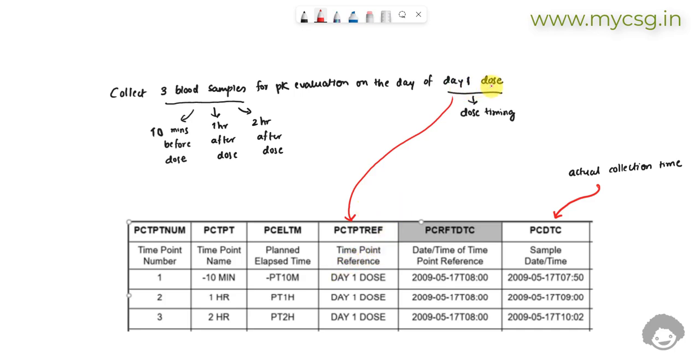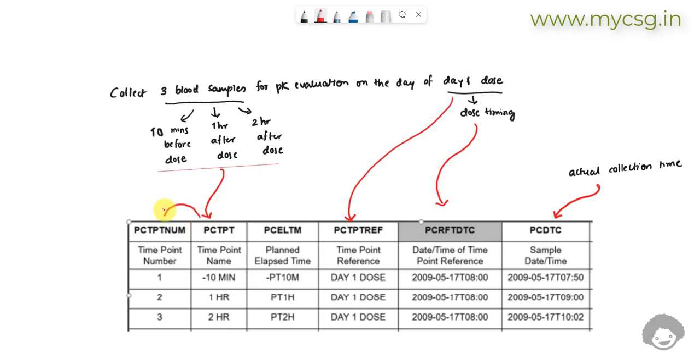So we are talking about day 1 dose, and this day 1 dose would have an actual dose timing. That dose timing value would be put in a variable called PCRFTDTC, date time of time point reference. Here the time point of reference is day 1 dose, and we actually have the exact timing of that value put in this PCRFTDTC, reference time point date time value. And then we have mentioned that the collection would be made at three different time points.